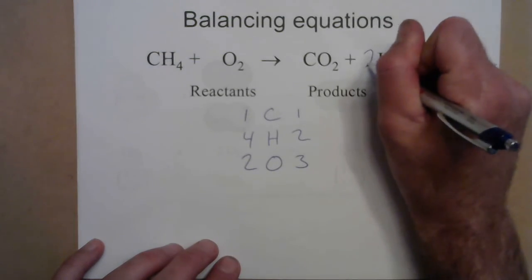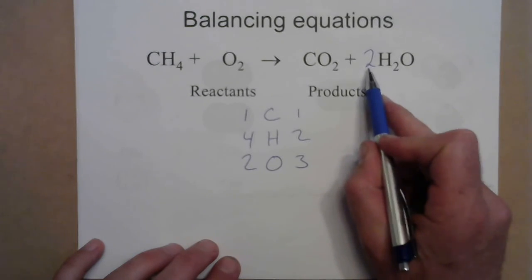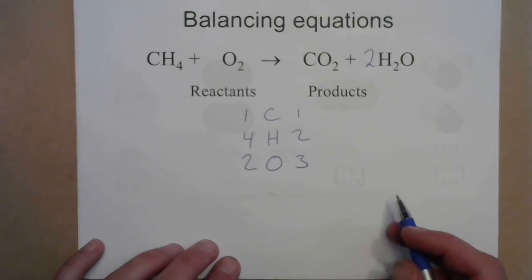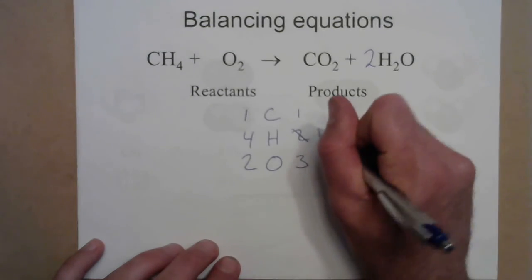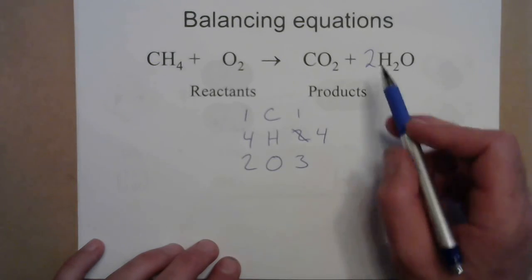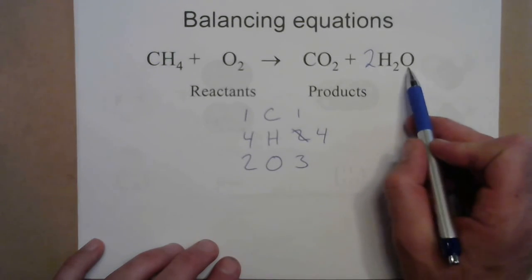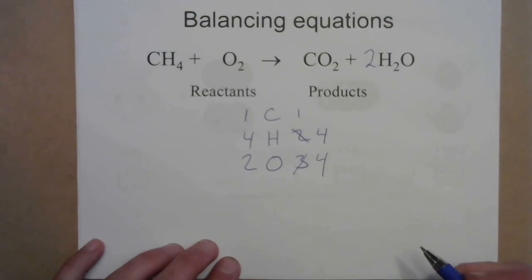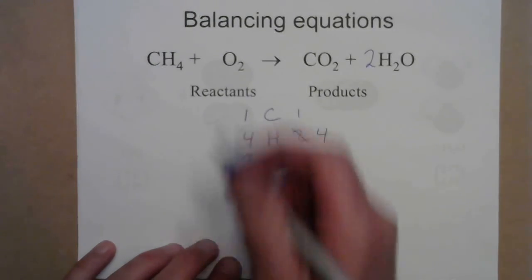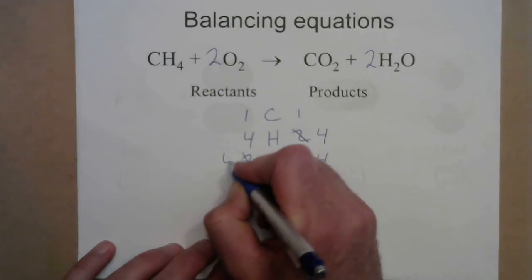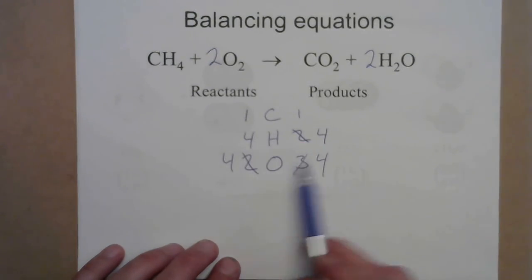So I'm going to put a coefficient, a number out in front, to show that I have 2 molecules of water. Within each molecule, there are 2 atoms of hydrogen. So when I do that, that changes me to having 4 hydrogens on the product side, so that's good. That also affected my oxygens, so I have 2 oxygens there, 2 more right there, so that's a total of 4 oxygens on the product side. In order to get 4 oxygens on the reactant side, I'll need to put a coefficient of a 2 right there, and so that's how we get 4 oxygens on that side, and then everything's balanced.